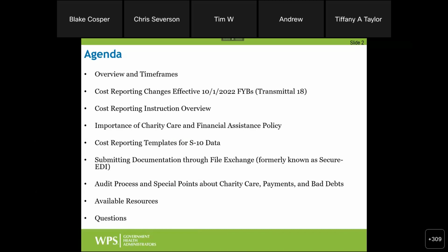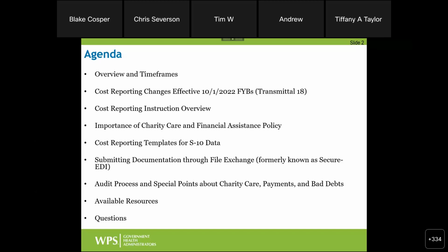So we'll go through a brief overview and time frames related to this year. I'm very briefly going to be talking about the cost reporting changes that are effective for 10/1/22 fiscal year begins. These came out in Transmittal 18 of the hospital cost report form set. Now, of course, just in the last slide, I mentioned that we're currently doing fiscal year beginnings 10/1/20 through 9/30/21. So what that basically means is these changes won't really become effective for the S-10 audits for 2 more years. So I'm just briefly going to introduce them because, of course, they do impact how you submit your cost reports. They just won't impact our audits quite yet.